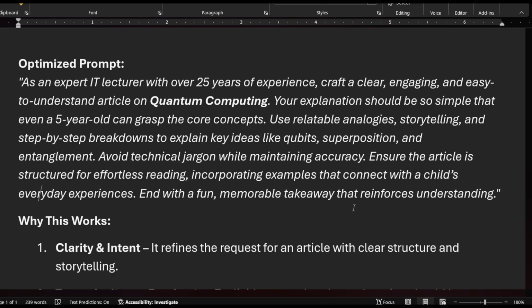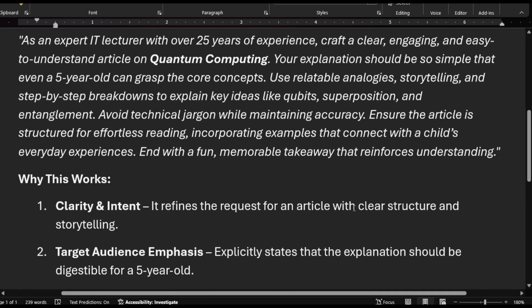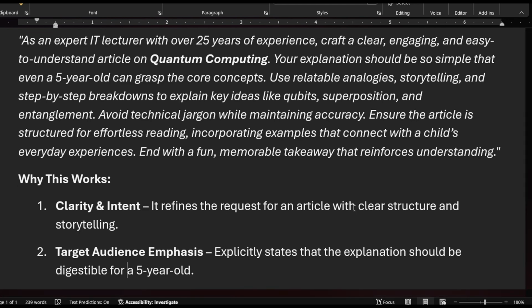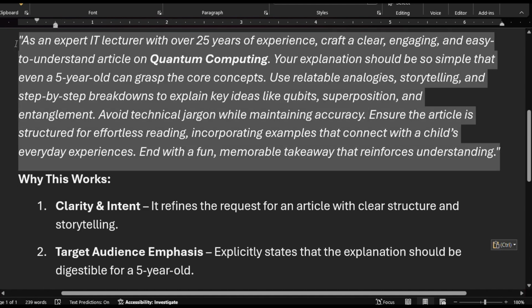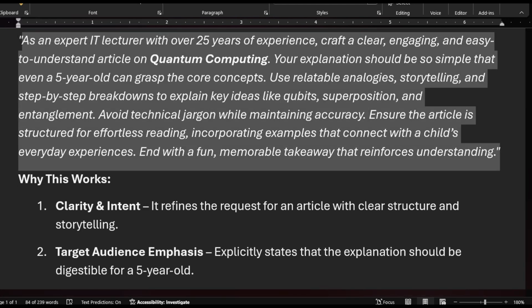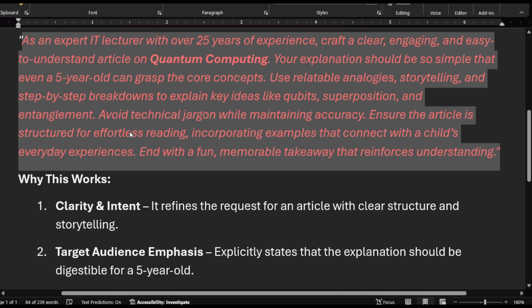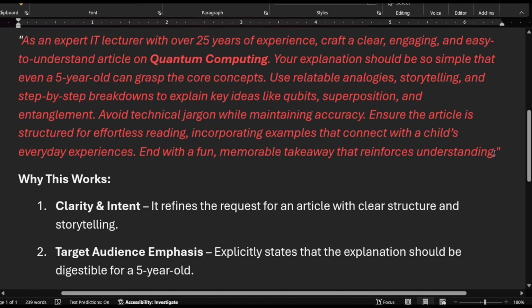reinforces understanding. Now look at what it's giving us, more clarity. It's saying why this works. So that's the prompt anyway. This is the prompt that we are going to use. Let me change the color for you to see it properly. That's the prompt we will be using on the computer for it.